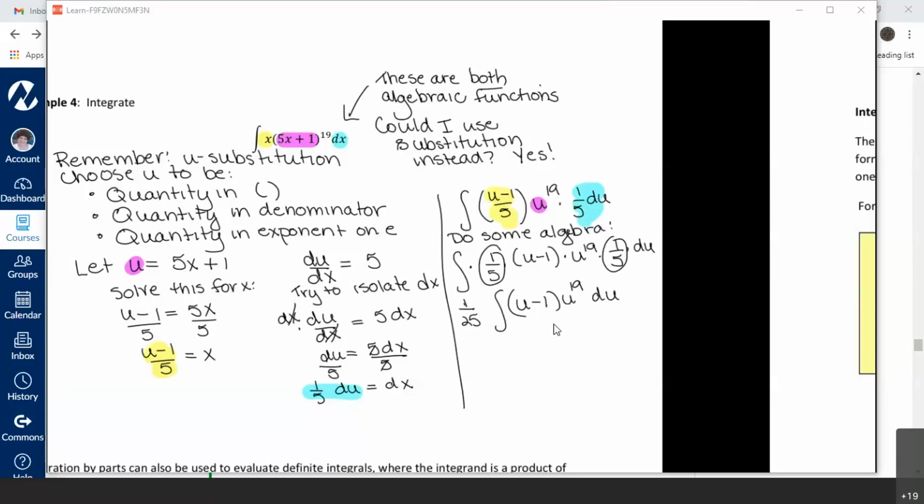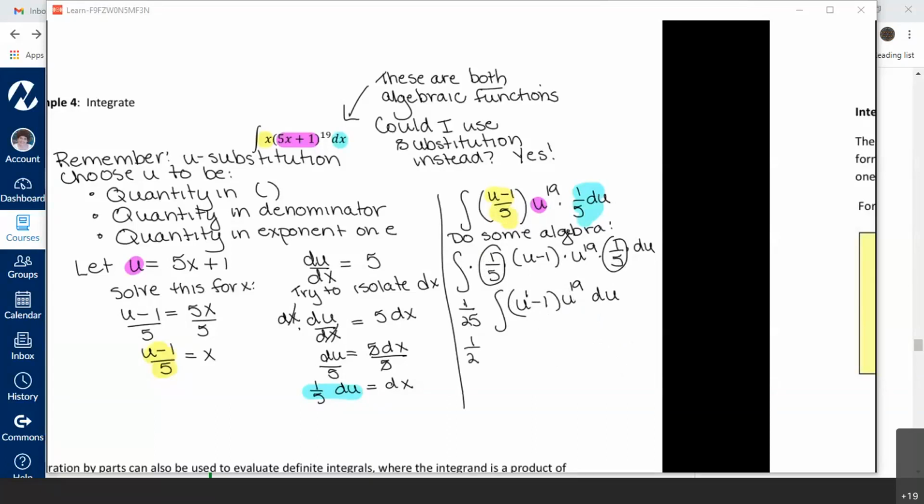See how I pulled the coefficients through? Whenever you've got this divide by something, write it as multiplying by the reciprocal. So these came through there. Everything here is multiplied, so I can multiply 1/5 times 1/5 to get 1/25. Now you should be able to see all I have to do is distribute u to the 19th, right?